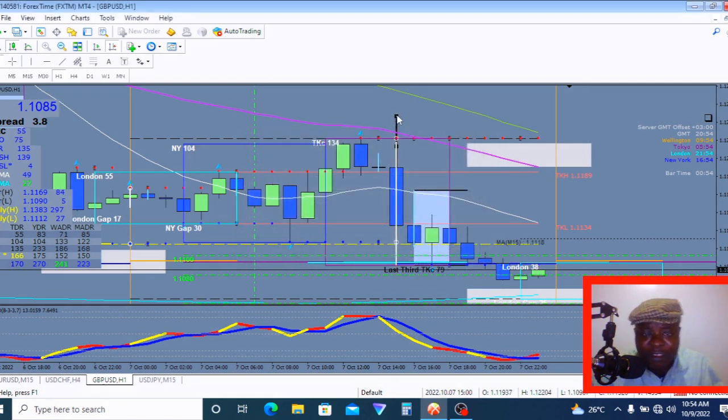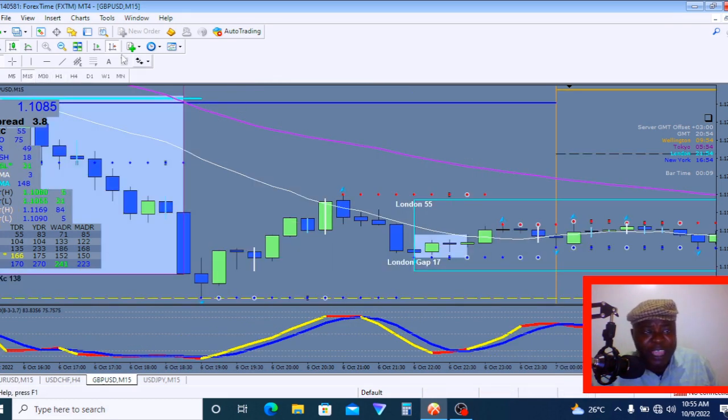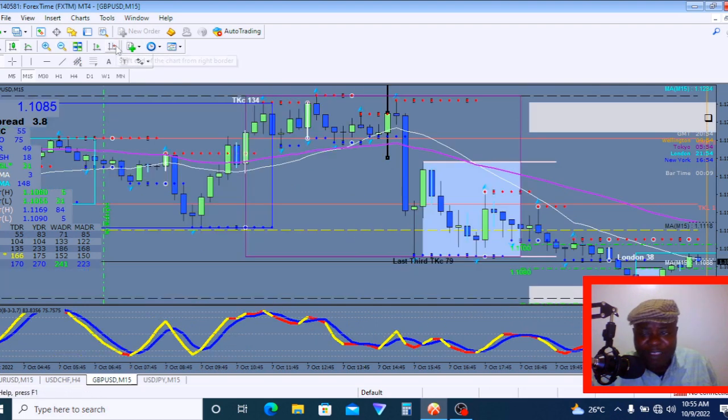Now, look at this from here. This is the candle that I'm looking to break from here. Look at it from here. So immediately I go back to 15 minutes, I should be able to spot this very candle. Now, this is my 15 minute chart from here. Now, let me reduce the chart a little bit so that we can see it properly.